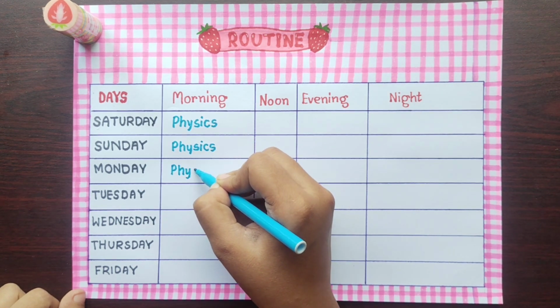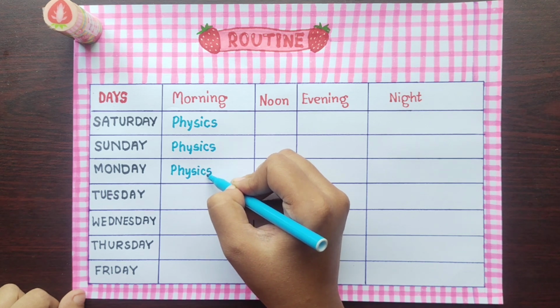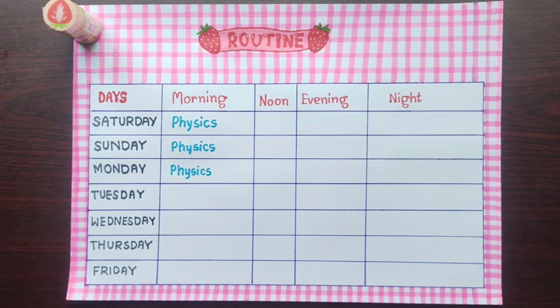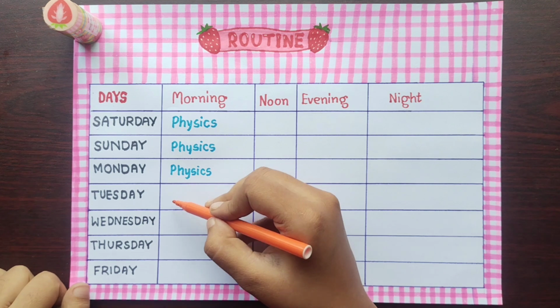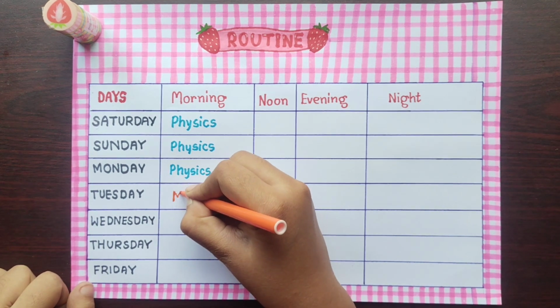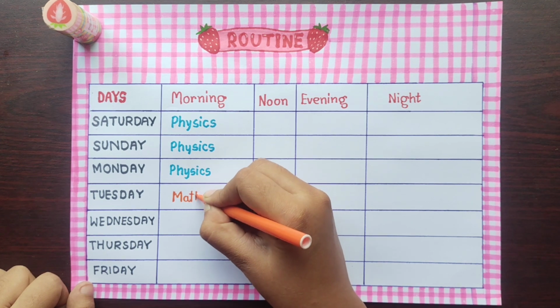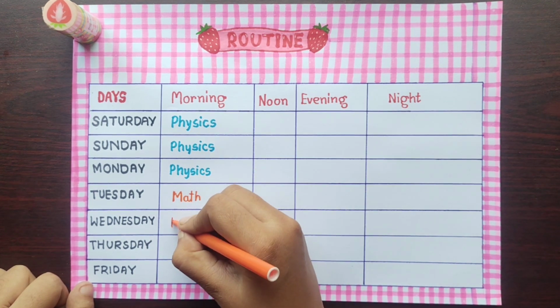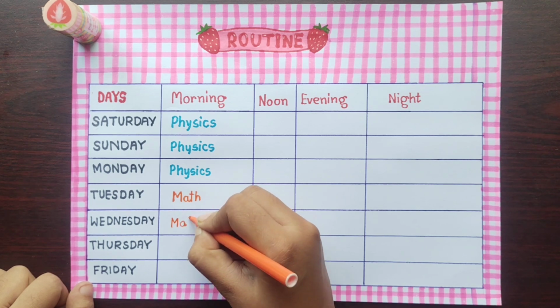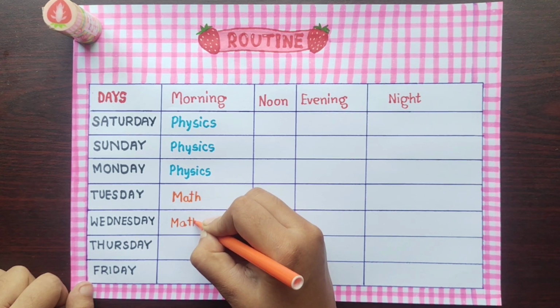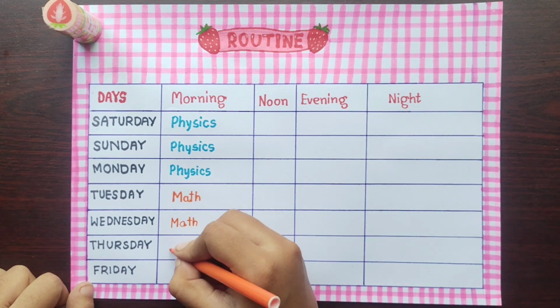I have chosen math and physics in the morning because they both need concentrations because they both have calculations the most. Make sure there is a balance between the subjects like math and physics. They both have calculations, so I have not chosen them on the same day.